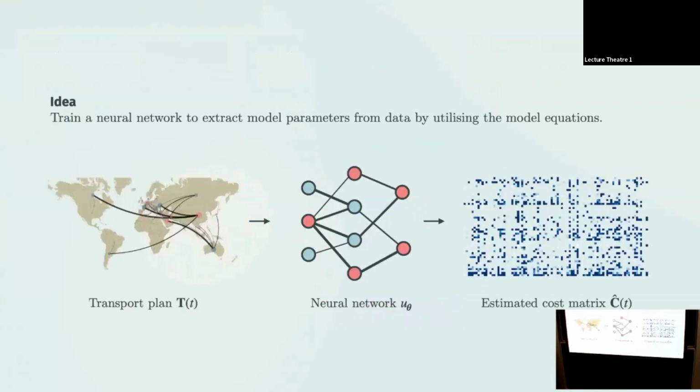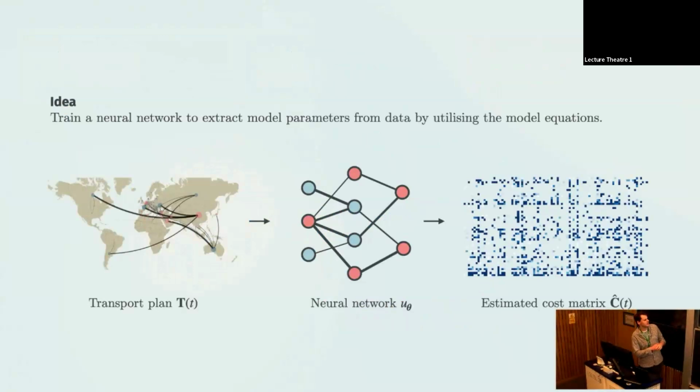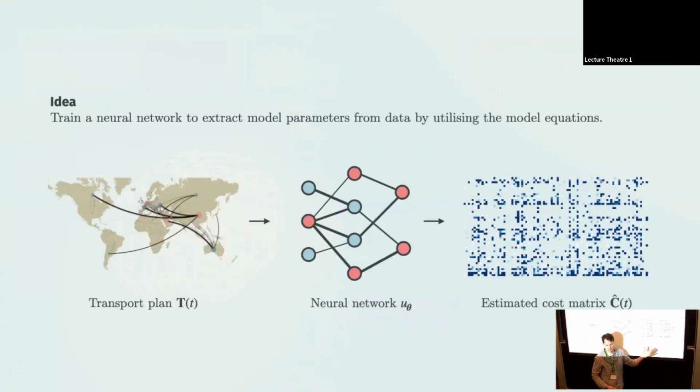And the idea behind neural parameter calibration, which is the framework that I'm proposing, is to take the data, the transport plan, and to train a neural network to output an estimated cost matrix, but not in a way where we just have pairs of transport plans and cost matrices, and it's a deep learning approach which can match the observations with the prediction. We want to fit the actual model to the data. We want to make use of the fact that we have an underlying model and incorporate the model into the training procedure.